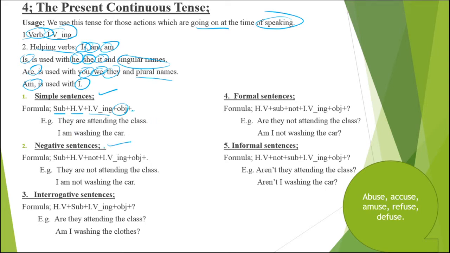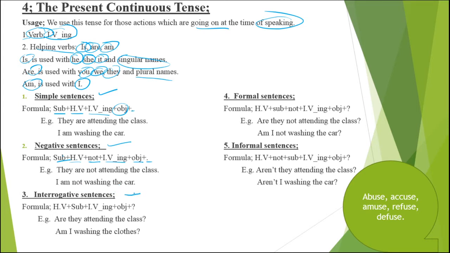Negative sentences, the second one, those sentences in which we deny the statement, reject the statement or refuse the statement. Formula: subject plus helping verb plus not plus first form with ing plus object and full stop. Example: they are not attending the class, I am not washing the car.